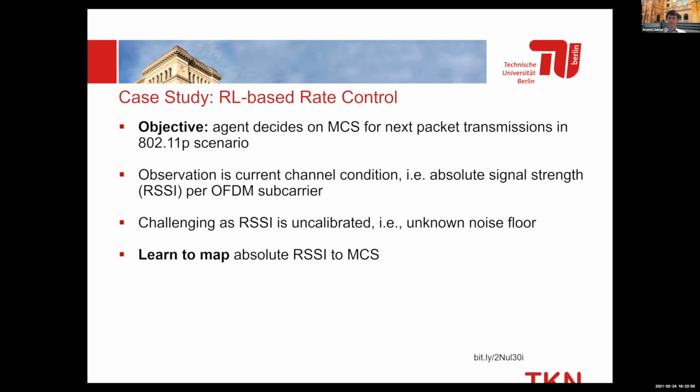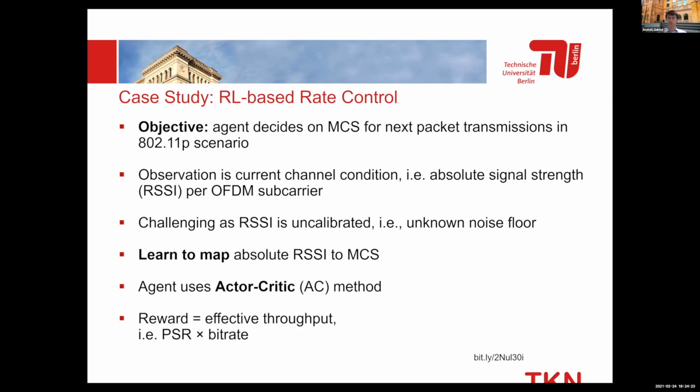But this is not the case because here in our example, the RSSI is uncalibrated. So the problem is we are getting the absolute signal strength, but because we don't know the noise floor, we cannot have such a table. And the funny thing is now the reinforcement learning agent will learn how to map the absolute signal strength to the MCS. At the end, it implicitly learns the noise floor.